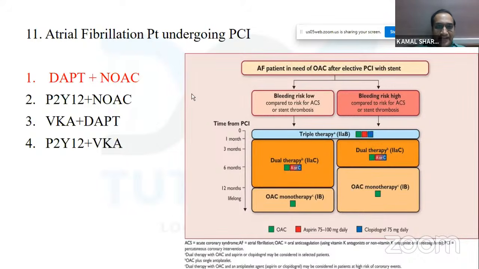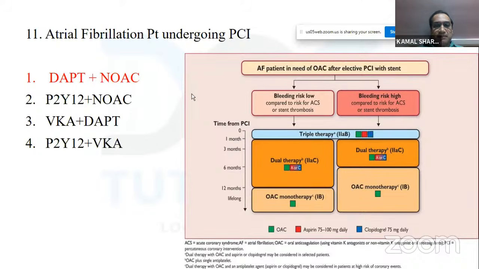So a lot of students had texted me and asked whether it's an ACS or not ACS, whether it will change if high bleeding versus no bleeding. It won't, because a patient of AFib is going for PCI. At that time, what are you going to choose? So that's pretty clear. You choose triple therapy. There is no confusion about it. So the patient has to be on DAPT and NOAC. At the time of procedure, it is DAPT and NOAC.